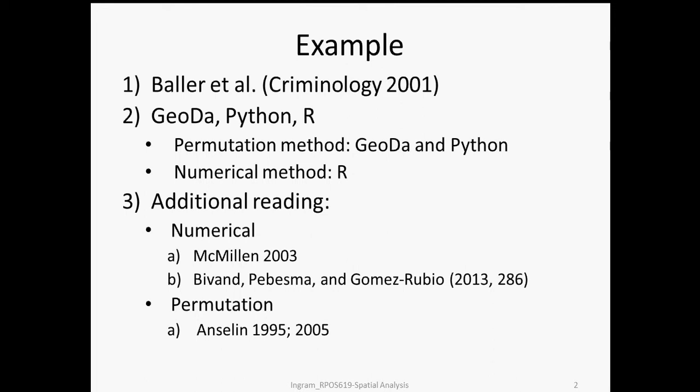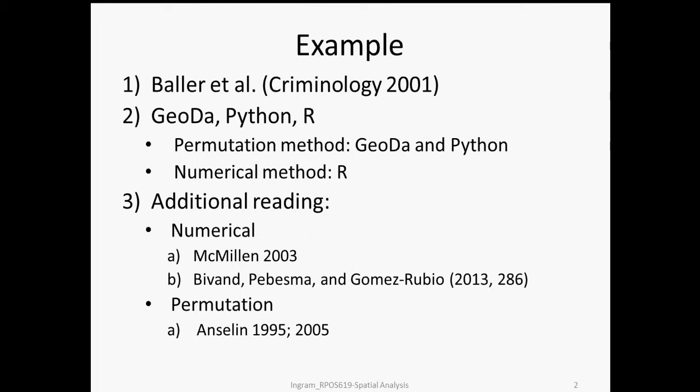And we're going to implement this in three different environments: in GeoDa, in Python, and in R. GeoDa and Python use the permutation method, and then we can implement the numerical method in R. You could also program R to implement the permutation method, and vice versa, but we'll just demonstrate the different methods in these different environments as noted here. This video will be very applied and practical in nature.